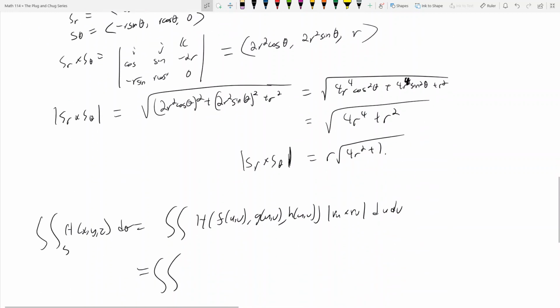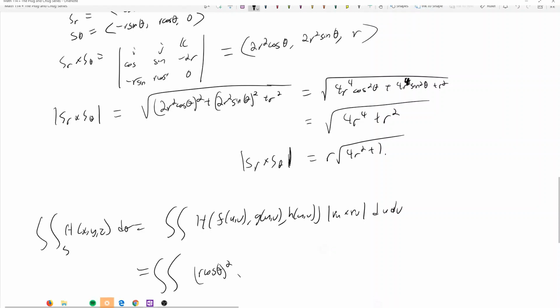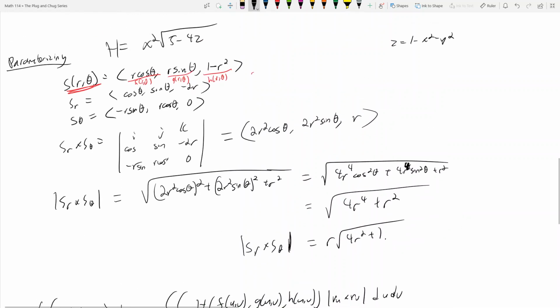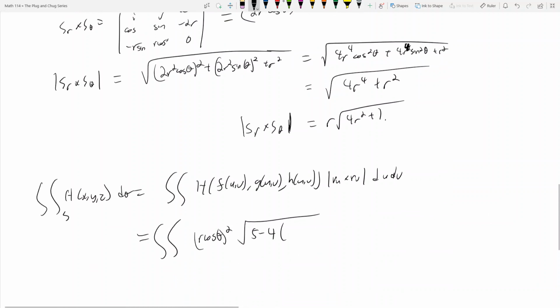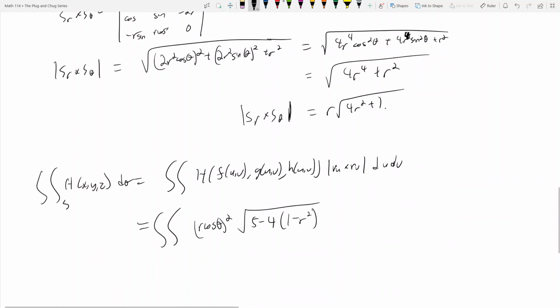So x is r cosine theta squared, root 5 minus 4 times z, but what's z? Remember, z is parameterized as 1 minus r squared. Okay, and so then that's 1 minus r squared. And then I multiply it by r_u cross r_v, which we found right here. We called it s_r cross s_theta. So that's r root 4r squared plus 1. And now du dv is dr d theta.